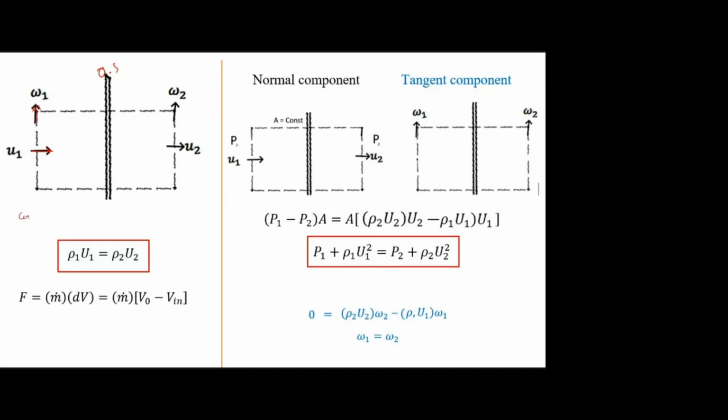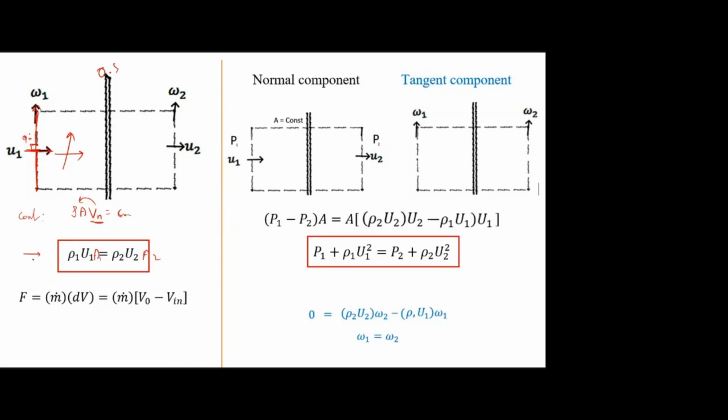So first one is applying the continuity. We know the formula rho A Vn is equal to constant. This velocity is normal to this area, and that is very important. Only this u1 is normal to this area. So the continuity equation, whatever the direction, will be rho 1 u1 A1 equal to rho 2 u2 A2.